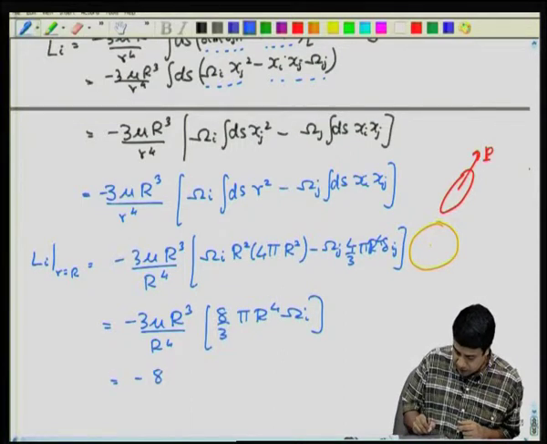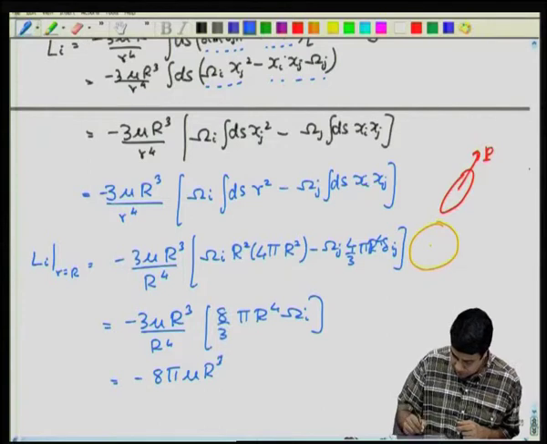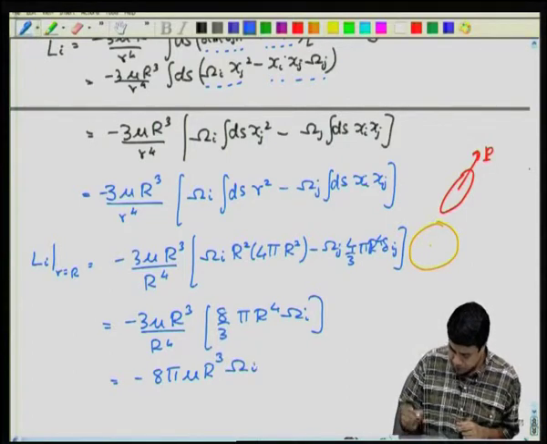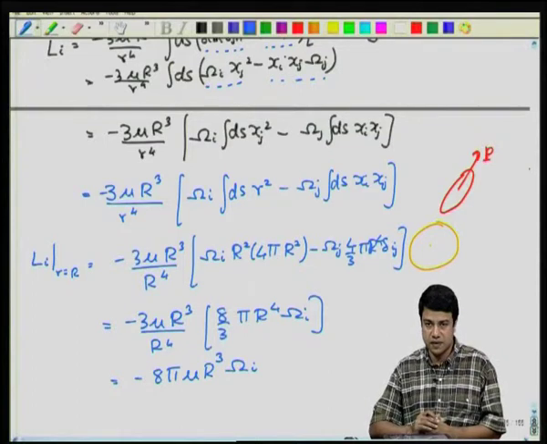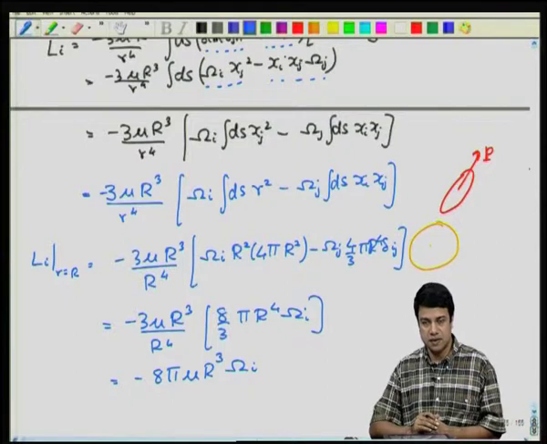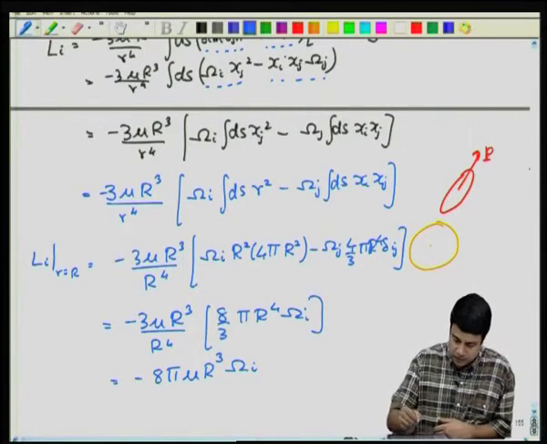This becomes minus 8 pi mu r cubed omega i. So, this is the expression for the torque acting on a spherical particle. So, the torque acting on the sphere due to the fluid is in the direction opposite to the direction of rotation of the sphere, whereas the torque that the sphere exerts on the fluid will be in the same direction as the rotation of the sphere.